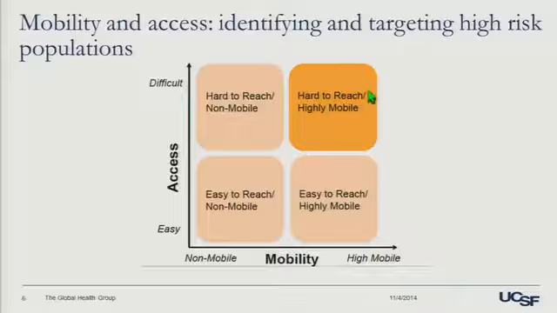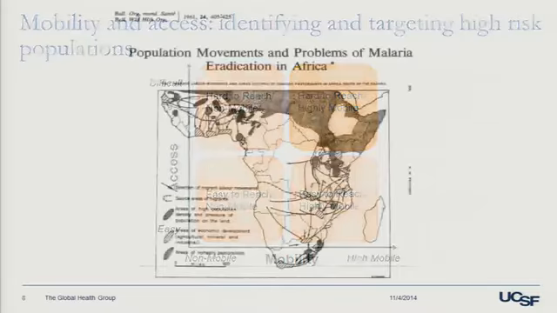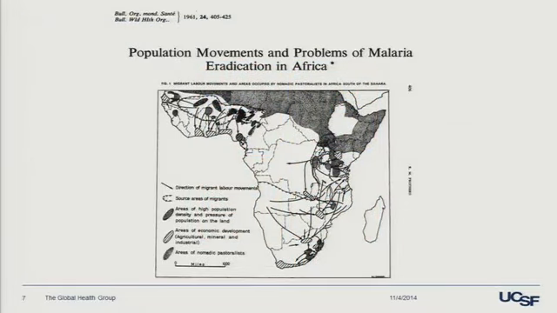And we think oftentimes that these groups are very hard to access, but oftentimes there are actually very easy access groups that are at high risk of transmission. So it's important to think about both the mobility axis as well as the access axis. So talking about mobility, population movement is a well recognized facet and challenge to malaria elimination and eradication, and has been recognized since the first era of malaria eradication.